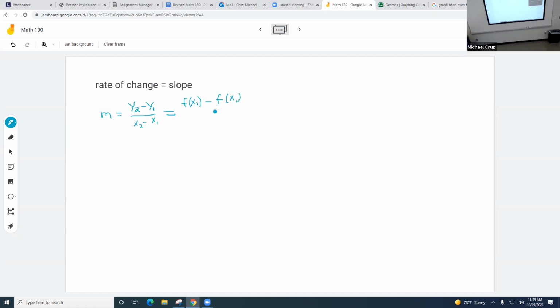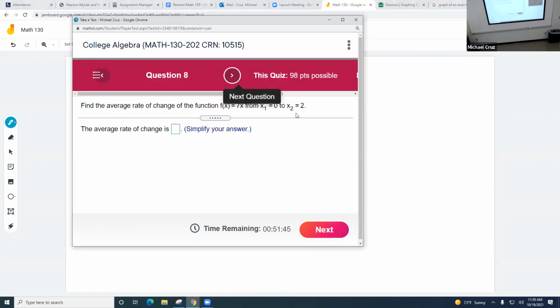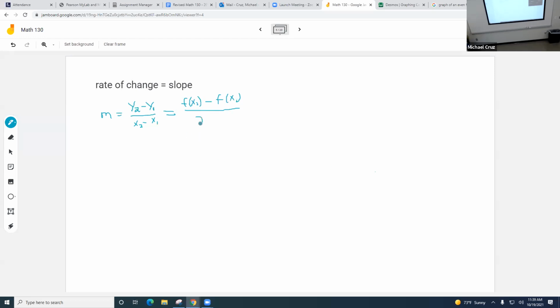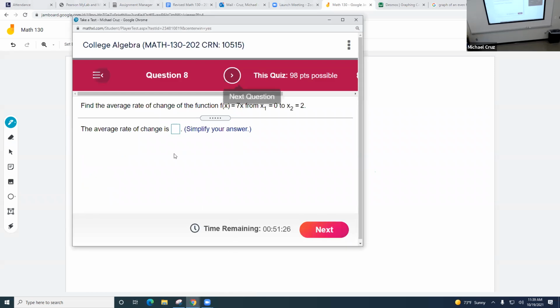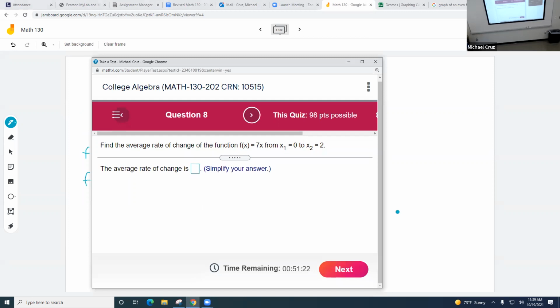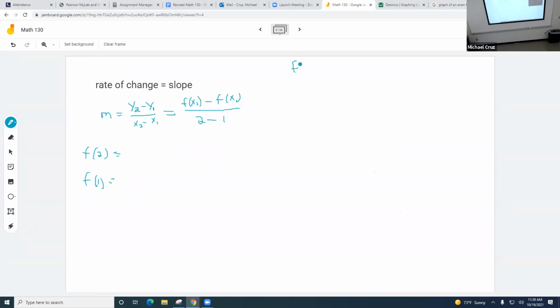So what we're going to do is go in here and figure out what these are. We already know what x2 and x1 are, so that's 2 minus 1 down there. So let's just go over here and find f of 2 and f of 1. Okay, so f of x is just 7x.